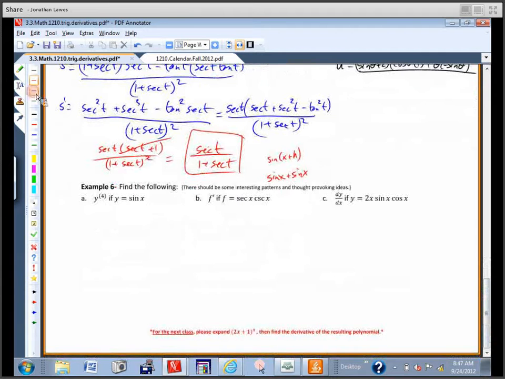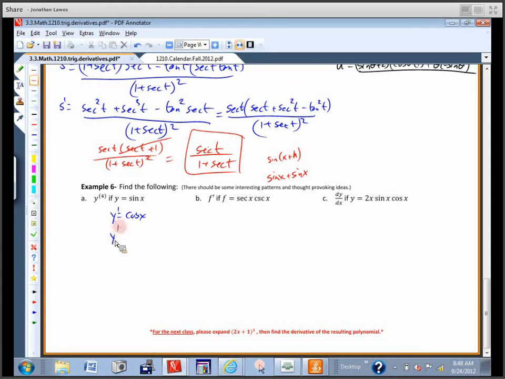Okay. All right, let's take a look at this one. And then I think the rest are not too bad. This one's just going to be a product. This one I say, now what does this mean again? Fourth derivative. Okay, so let's find the first derivative.